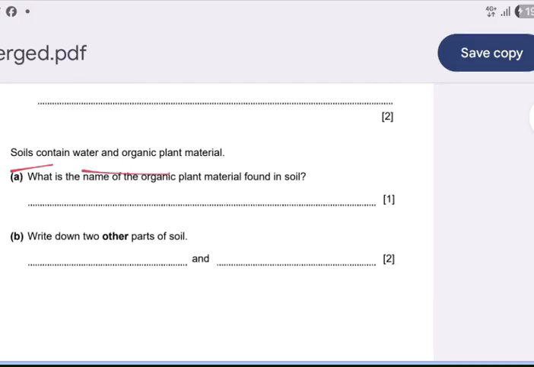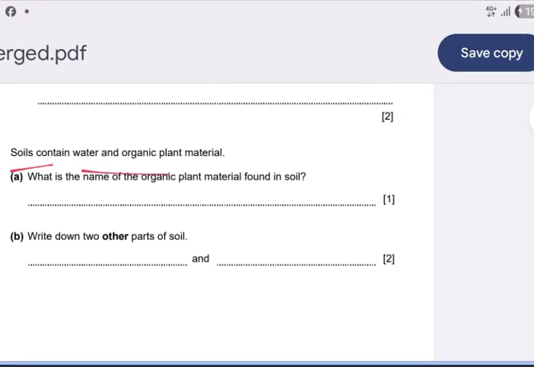So he said soils contain water and organic plant material. That's great. We know that the soil has water and organic plant material. What is the name of the organic plant material found in soil? So we need to remember the types of soils. Maybe we have a sandy soil, maybe we have a clay soil, maybe we have what?